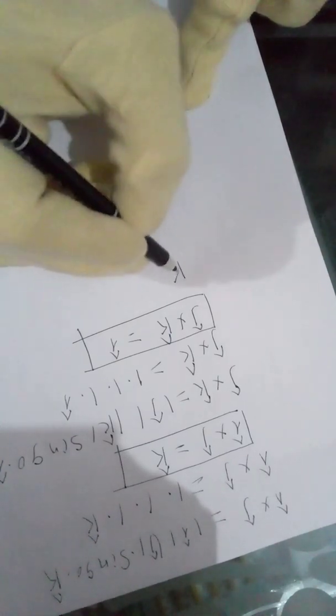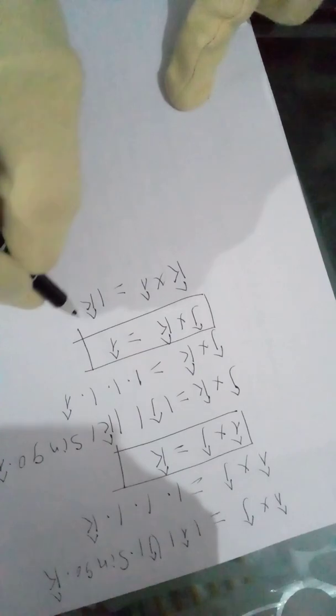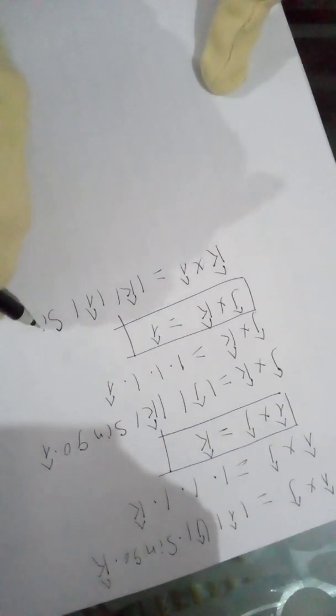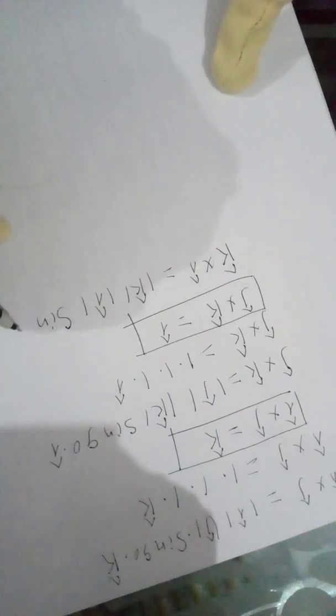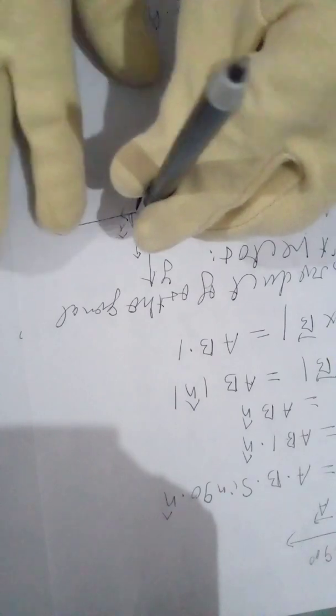Now we find k cross i. So k cross i is mod of k into mod of i into sine of the angle between them. K is along the z axis, i is along the x axis. The angle between the z axis and x axis is 90 degrees. This is your z axis, this is your x axis. The angle between them is 90 degrees. So we write sin 90.